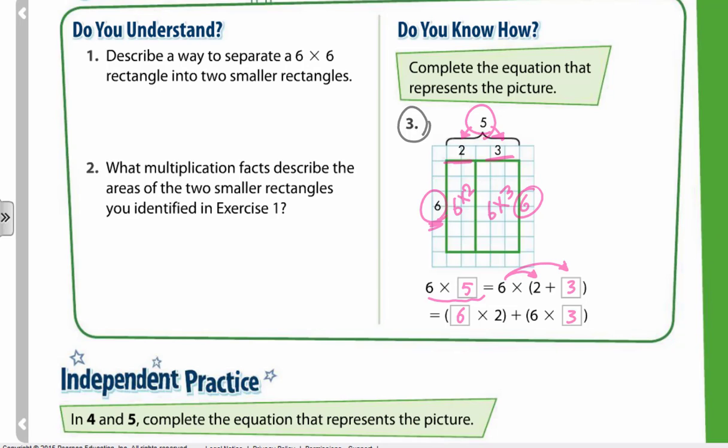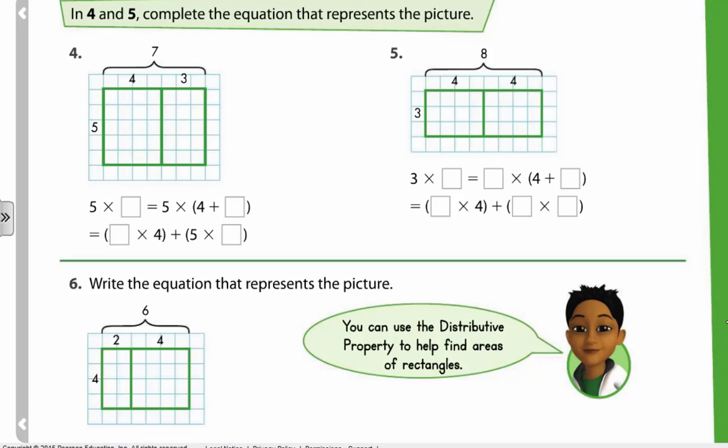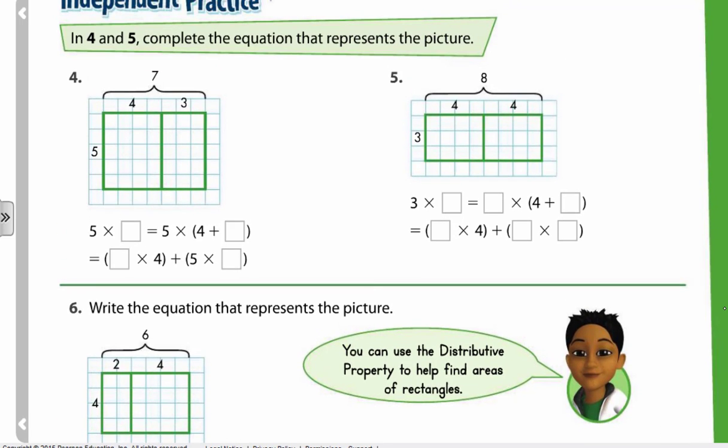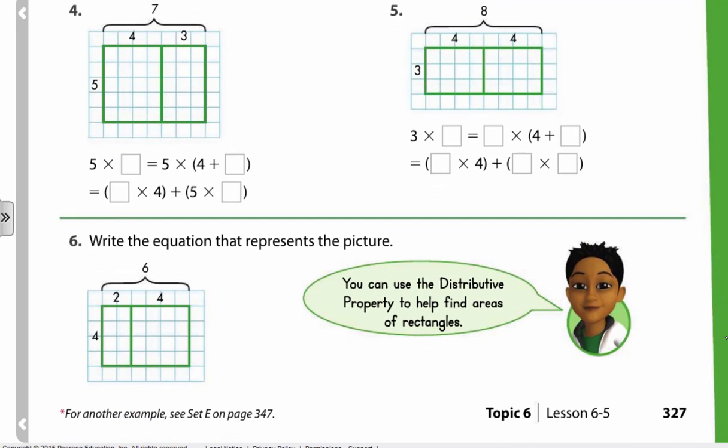Okay, my heroes, we will move down. Okay, I will raise this and we will move down to the next question. And the same, complete the equation that represents the picture. So we will do the same like question number 3.